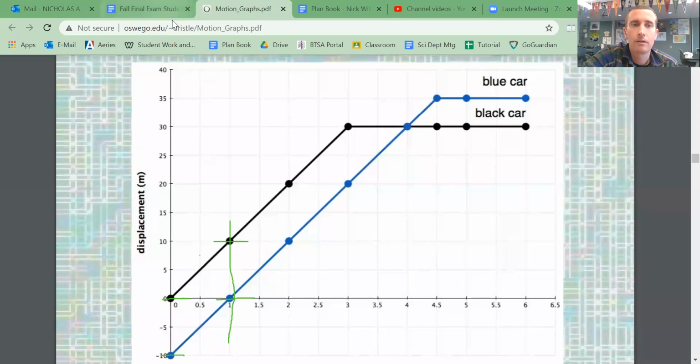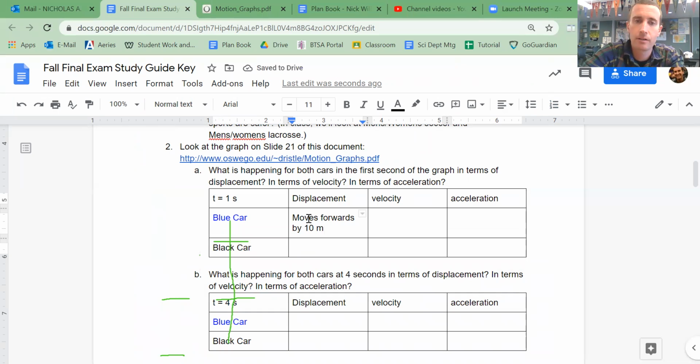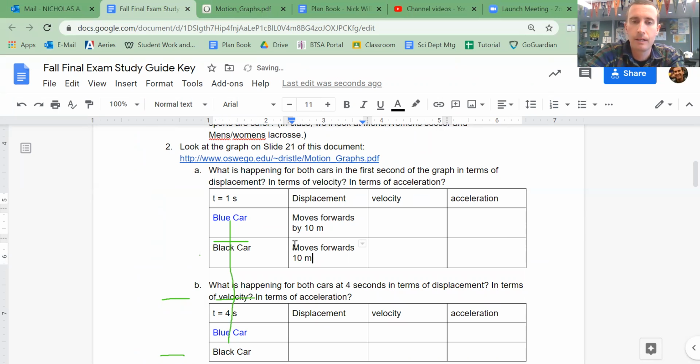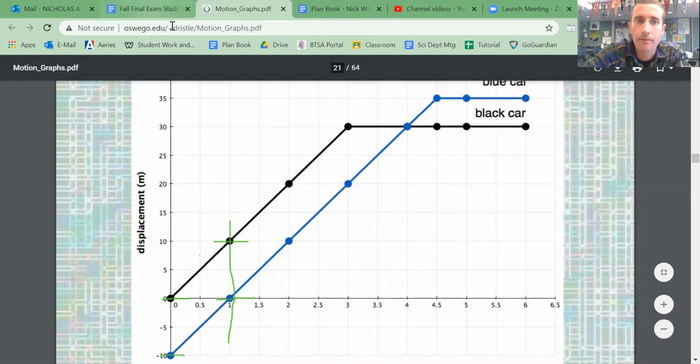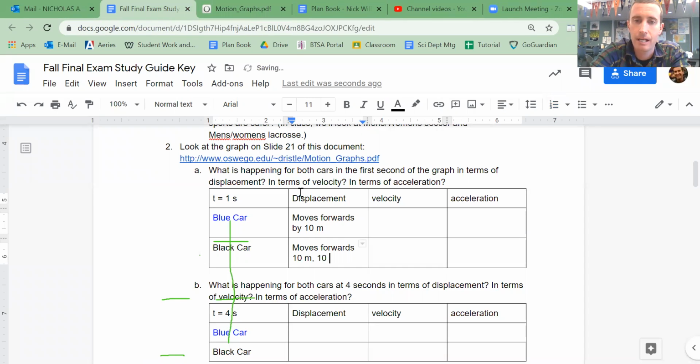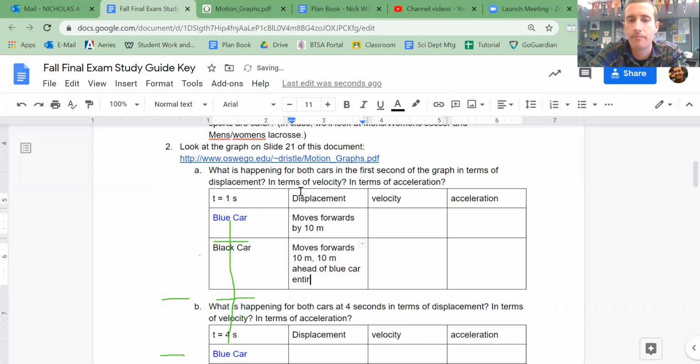So let's type that in. So moves forwards by 10 meters. Black car is the same. Moves forwards 10 meters. And the one that's in front, I'll just double check, is the black car. Okay, so the black car is 10 meters ahead of blue car the entire time. All right.